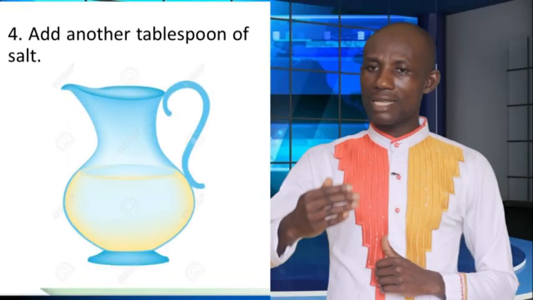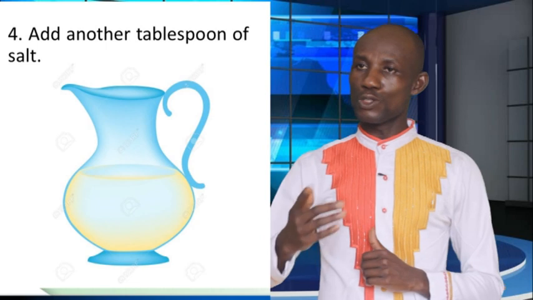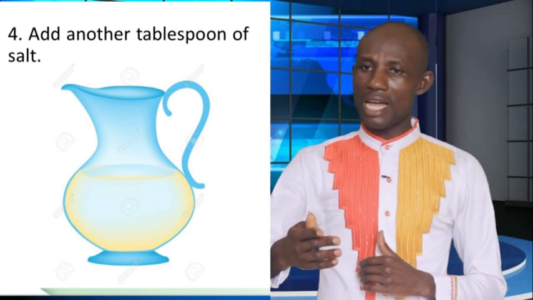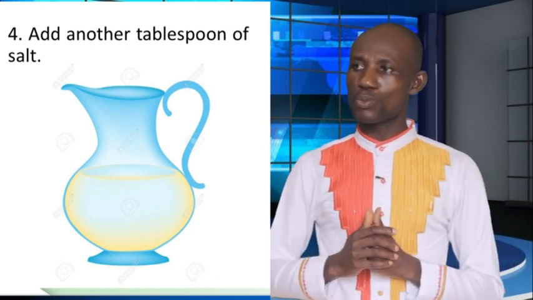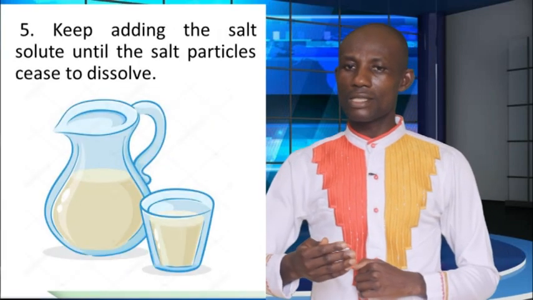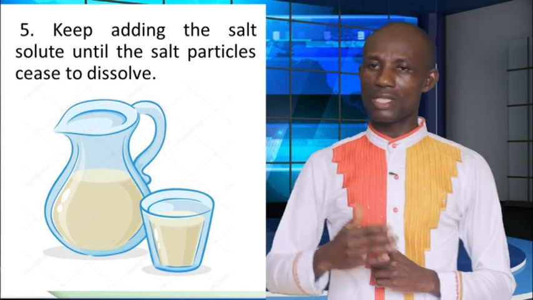Step 4. Add a tablespoon of salt again. And here you can stir it or you leave it to dissolve on its own. And you realize that it will take a longer time to dissolve as compared to the first tablespoon of salt you put in the solvent, that's the water. Then step 5, you add another tablespoon of salt to the water. So if the salt particles are not able to dissolve completely, and therefore you can see some of the particles in the solution, then we call such a solution a saturated solution.